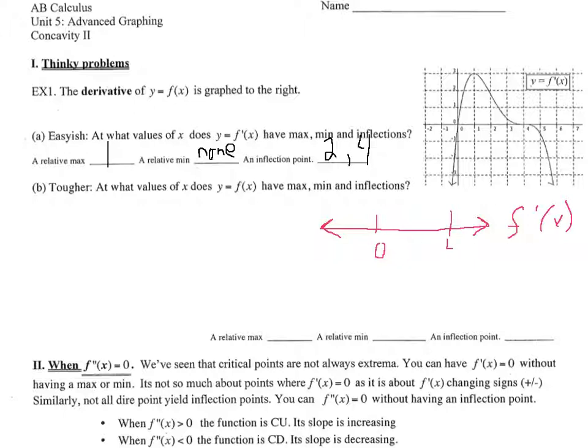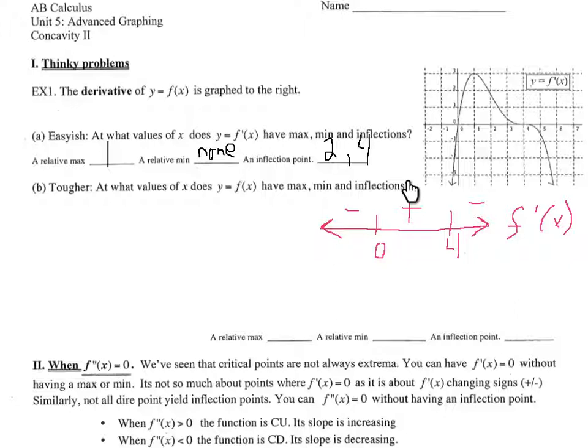So again, these are critical points here. Critical point at 0, critical point at 4. To the left of 0, the first derivative is negative. To the right of 0, the first derivative is positive. To the right of 4, the first derivative is negative. So if our first derivative is negative over here, and then it switches to positive, that means we were going down, and then we now are moving back up. So 0 must be a min.